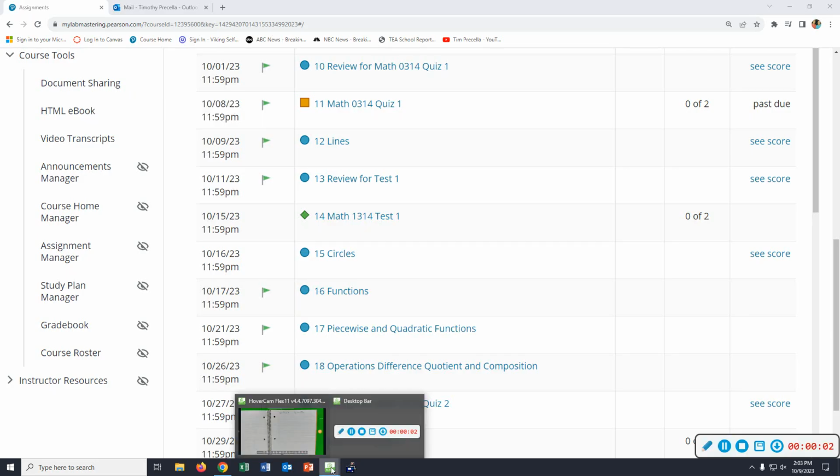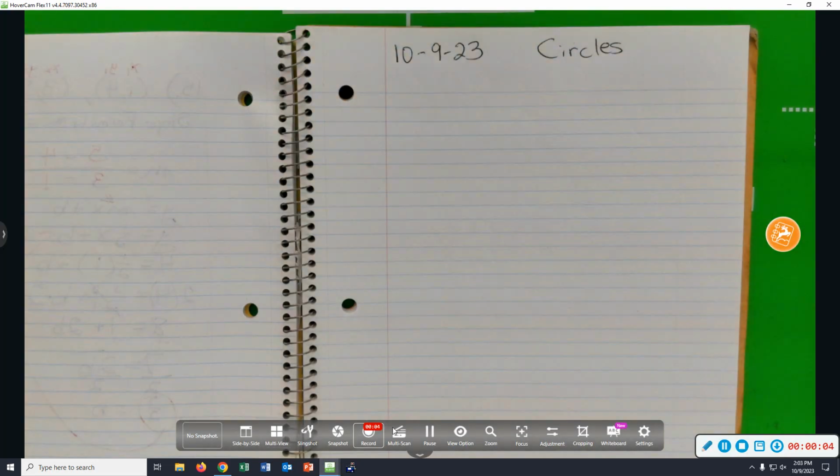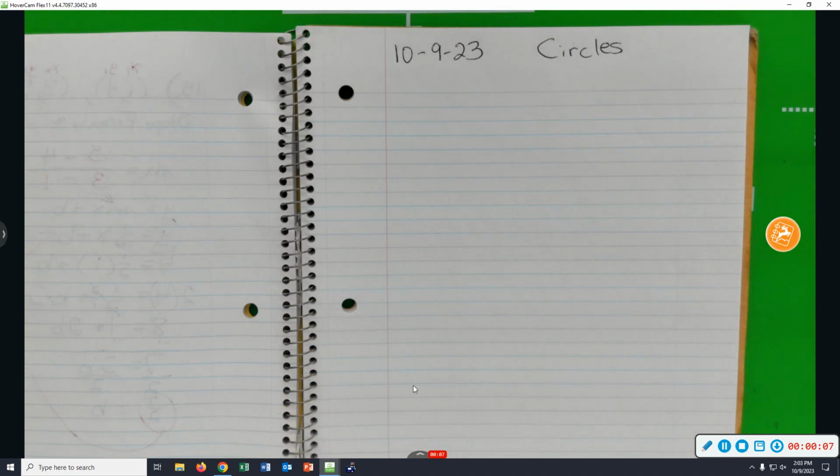Good afternoon, class. Today we're going to be looking at circles, and we'll be graphing them using a very nice graphing tool that's built into Pearson MyLab. But the approach we're taking for circles is more of an algebraic approach.